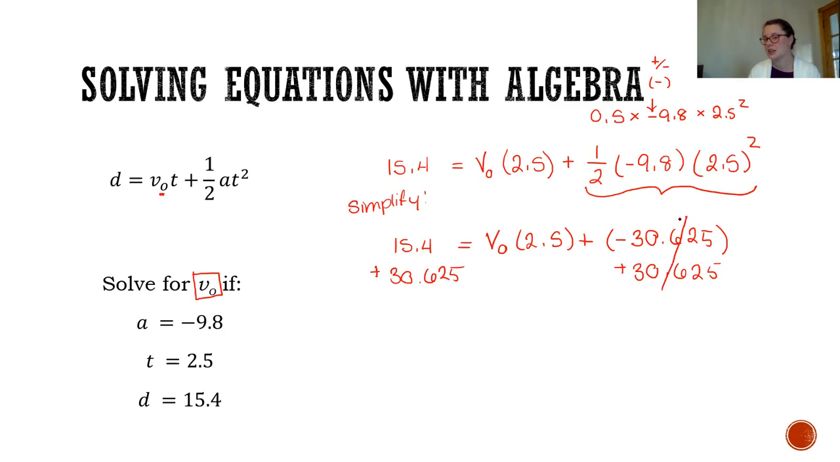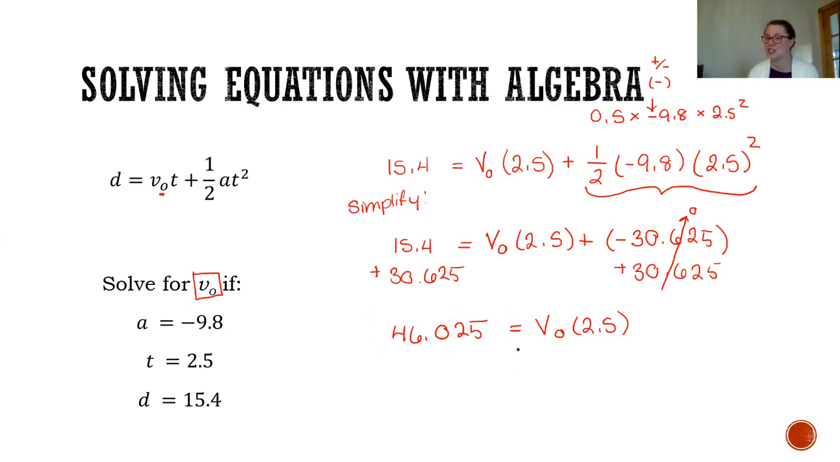So this is now a 0. And now we have our new numbers. 15.54 plus 30.625 leaves us with 46.025. So 46 and 25 thousandths is equal to V naught times 2.5. This one can seem a little bit long. There's lots of rearranging to do. Now we're at a spot.